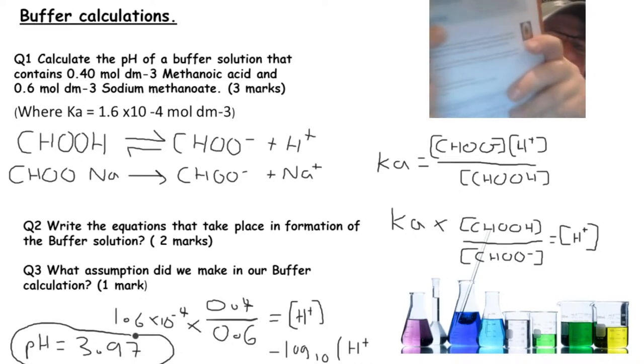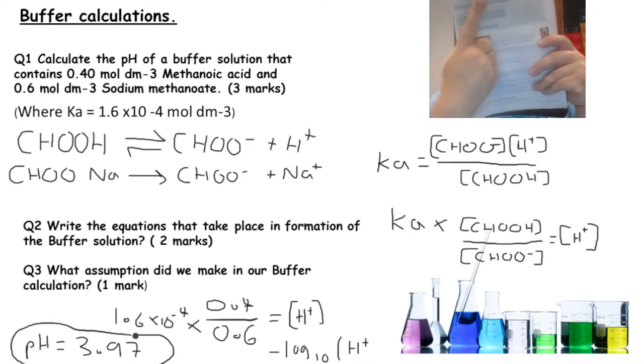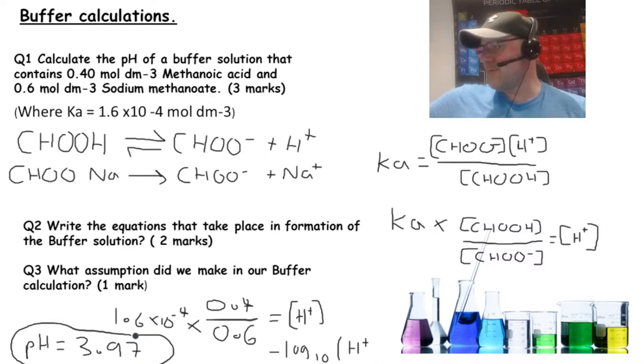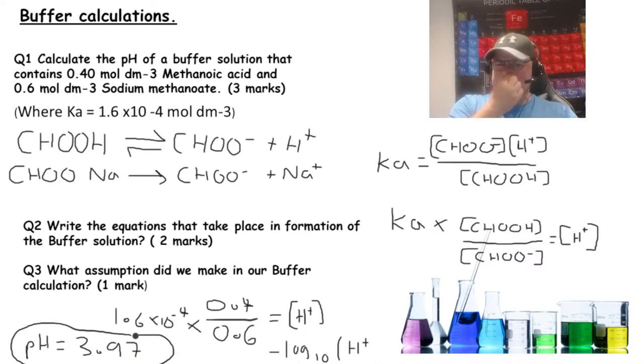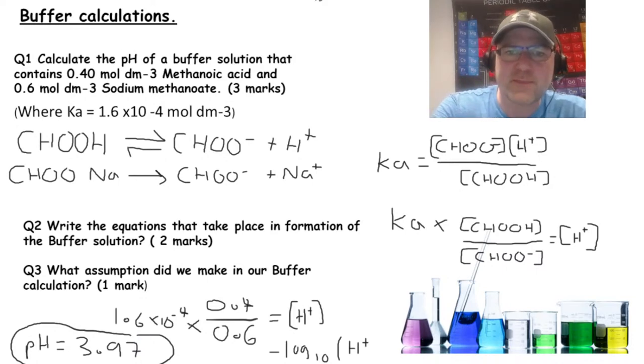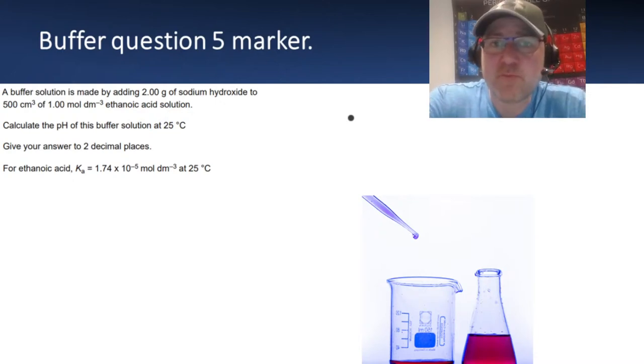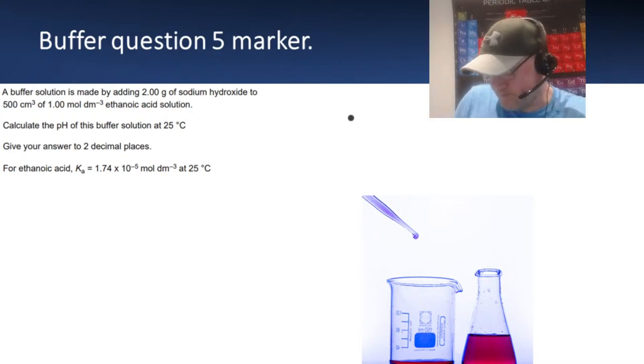Right. And yeah, that's the calculation they give you in the AQA buffers book. And they give you in the OCR the exact same calculation as this. Unfortunately, they're all going to be a lot harder than this. So let's do some of the really hard ones. Okay. Here we go. 5 marker. Let's rock.